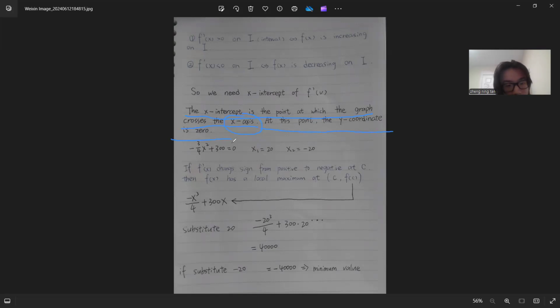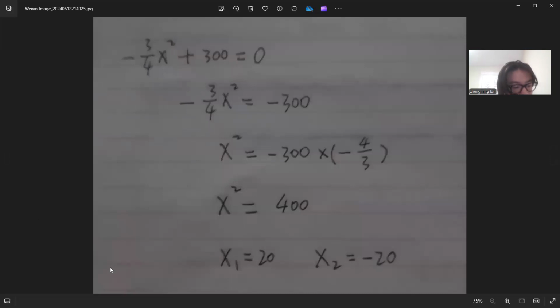So we can set y to be 0, and we can get 2x. According to what I just said, negative 20 is the coordinate of x at the lowest point, and positive 20 is the coordinate of x at the highest point.